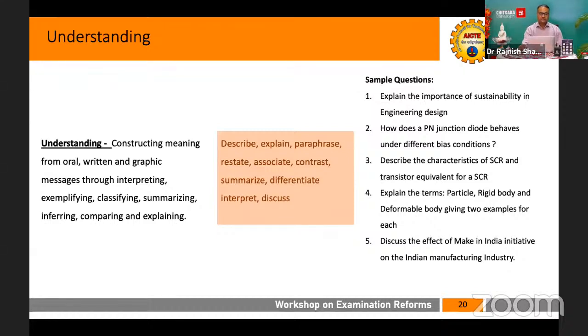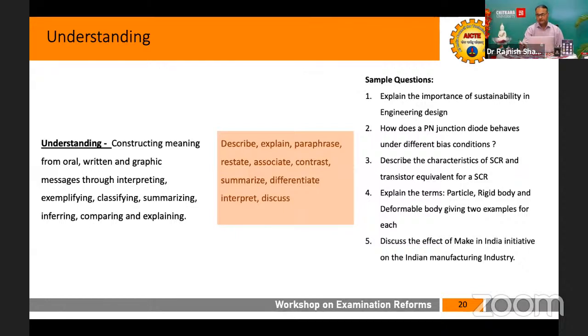Let's come on to the next, understanding, the second level of Bloom's taxonomy. Understanding: construct meaning from oral, written and graphic messages through interpreting, exemplifying, classifying, summarizing, inferring, comparing, and explaining. All these kind of skills get aligned with the understanding level of Bloom's taxonomy. And typical words which you can use: describe, explain, paraphrase, restate, associate, contrast, summarize, differentiate, interpret, discuss, typically assessing the understanding level of Bloom's taxonomy.